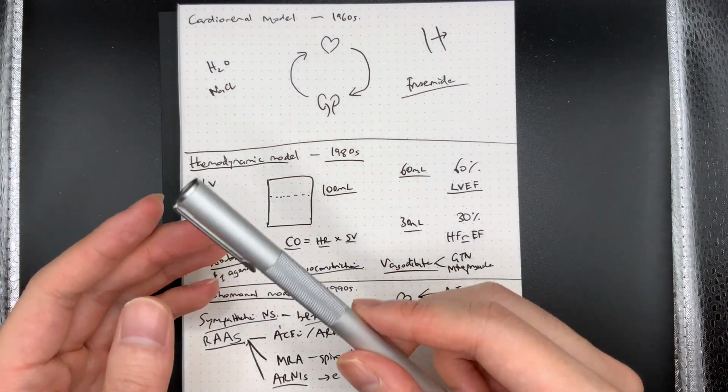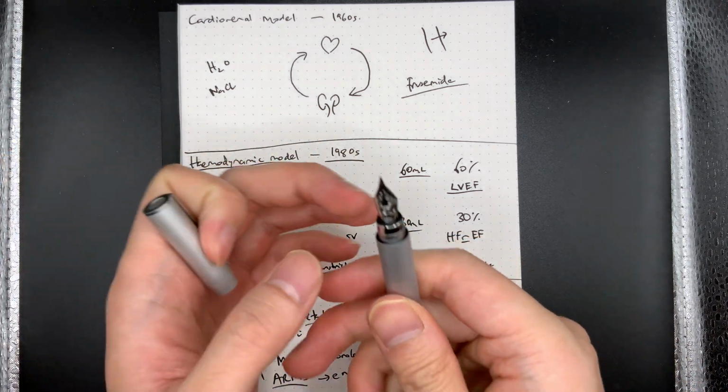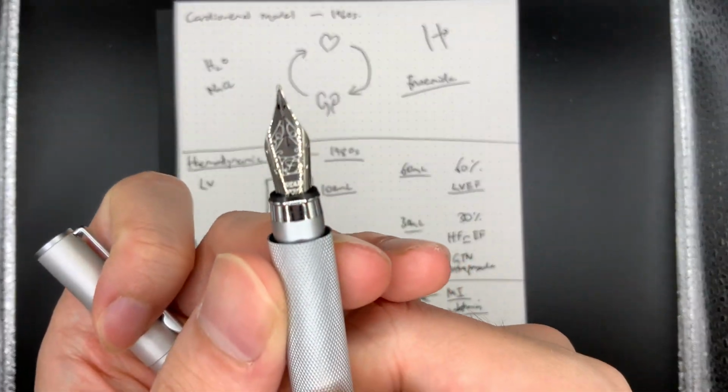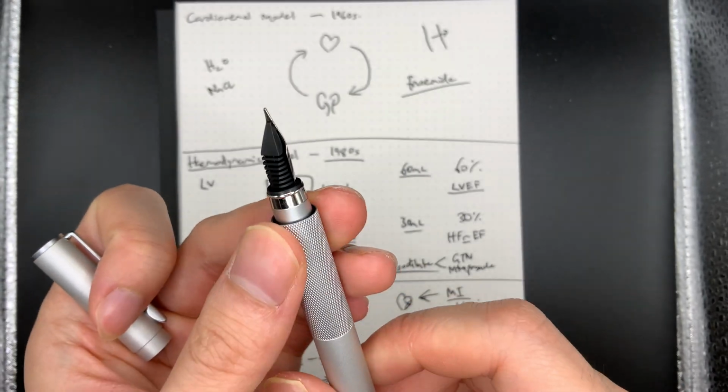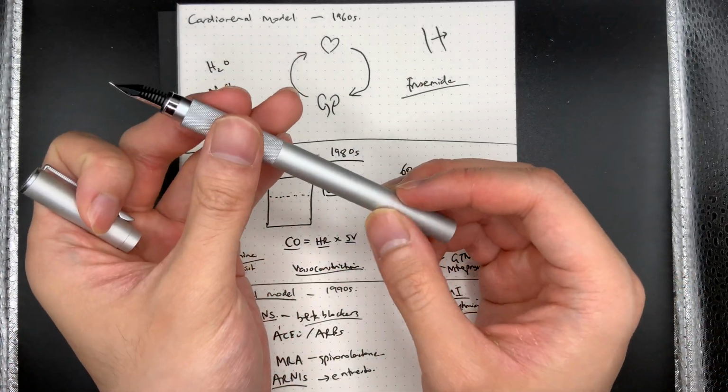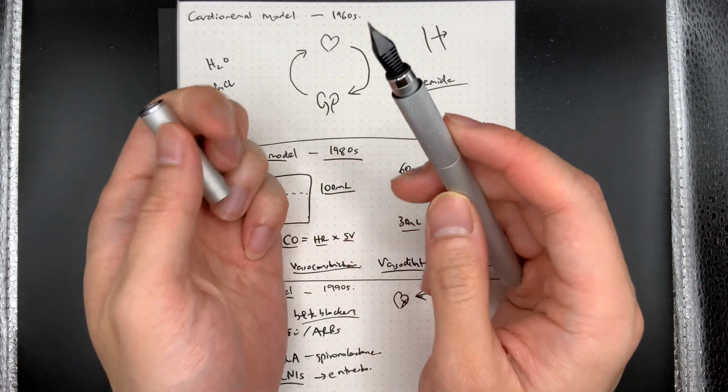The pen today is a Muji fountain pen. I quite like this one. Let's just show. It's quite a nice nib, a very smooth nib. Steel, 25 New Zealand dollars.